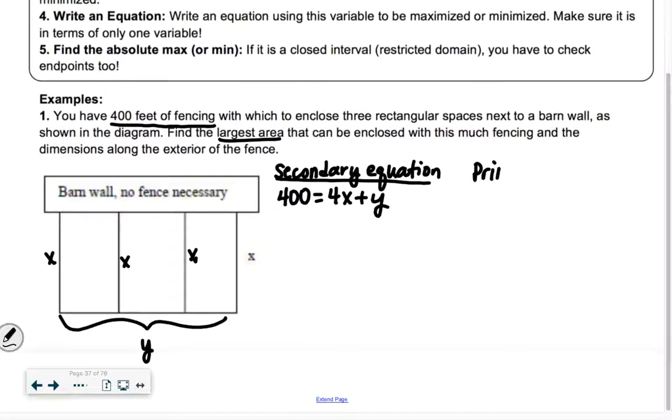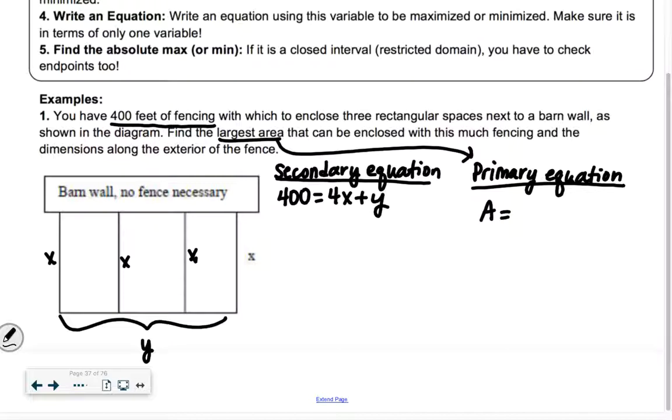So the primary equation, the one we're trying to maximize or minimize, has to do with the largest area. So how do I write the area? Well, the area of this whole piece is x times y, right? You could get fancy and say 1/3 y times x plus 1/3 y times, but that's crazy. We're not going to do that, because it ends up being x times y when you add them all together. So we're just going to say x times y.